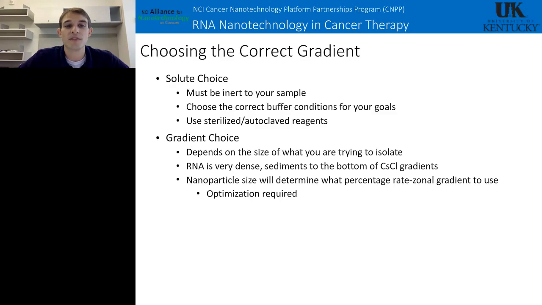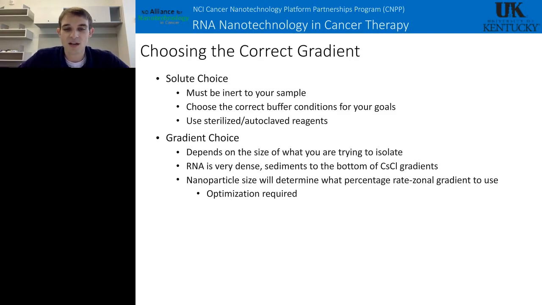And the next important thing, this applies more to rate zonal, is your gradient choice. The way the rate zonal works is you should always choose a density of your sucrose solution, which is what we use for the rate zonal ultracentrifugation. You should always use a density that is less dense than your particle. That way, your particles never stop, because if your particles stop at a certain density, they will all aggregate together, and then you're left over with an unpurified sample, so you're back to the start.